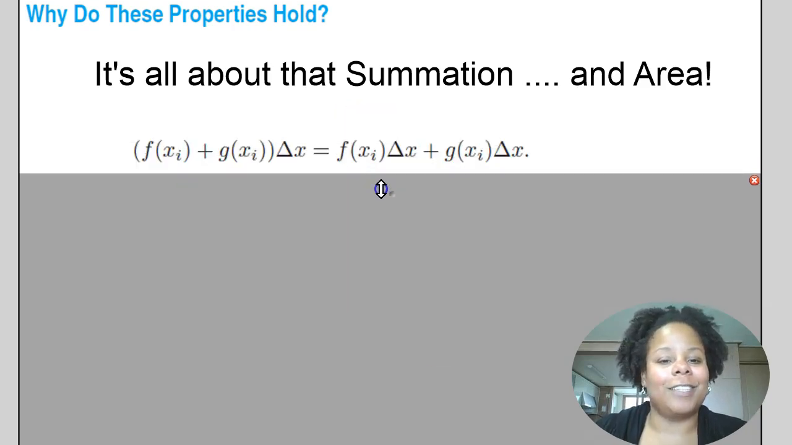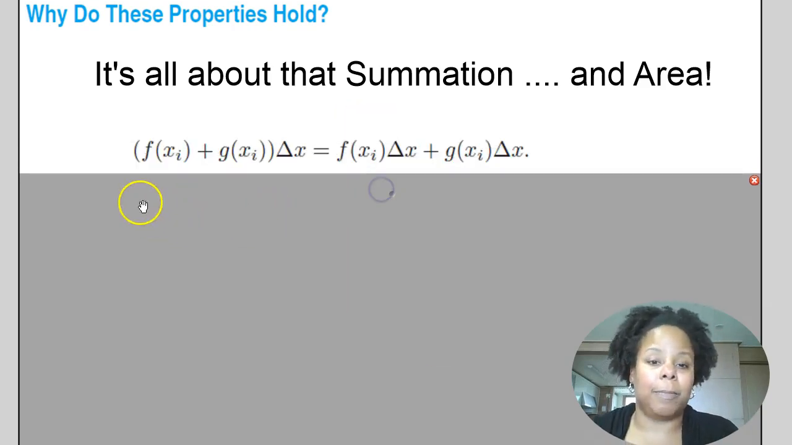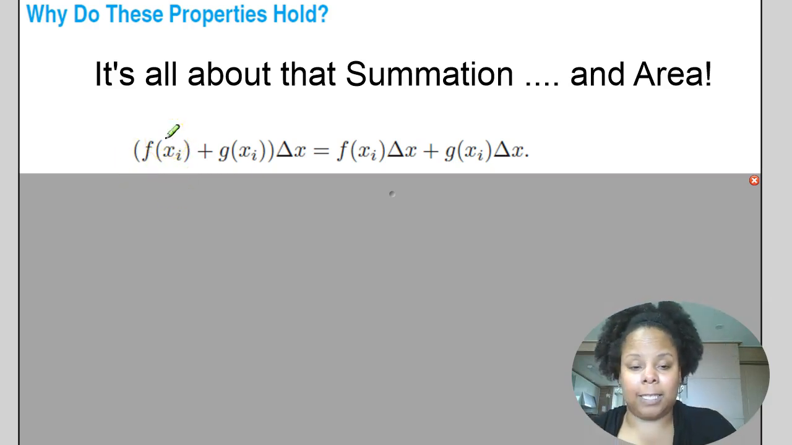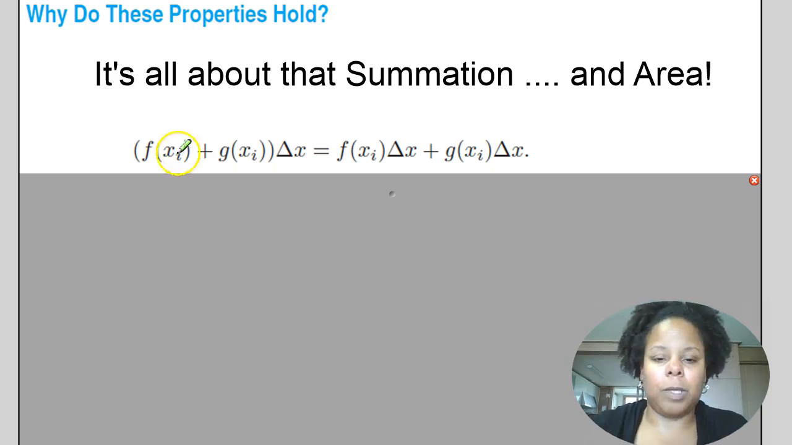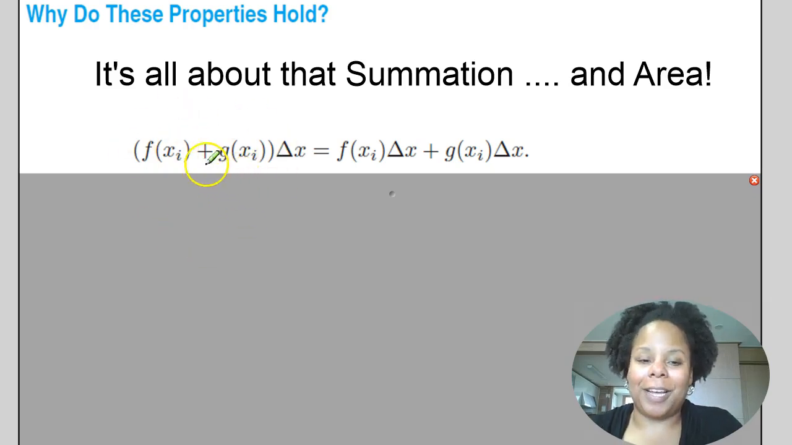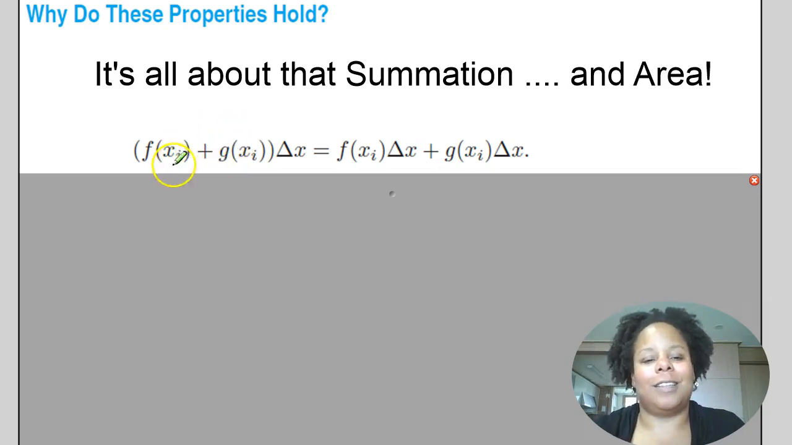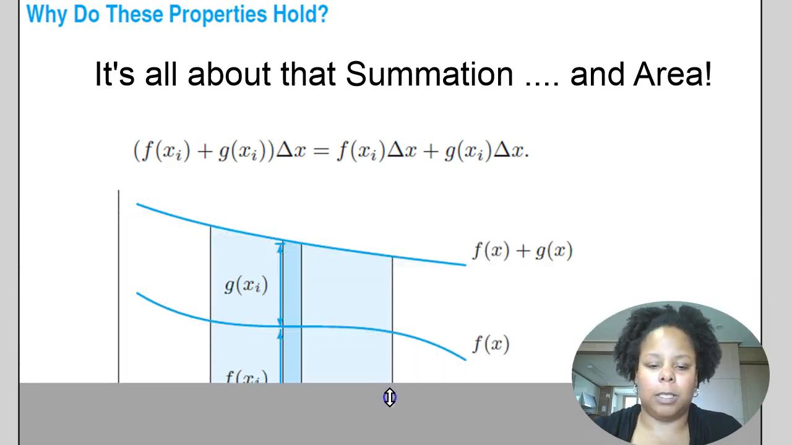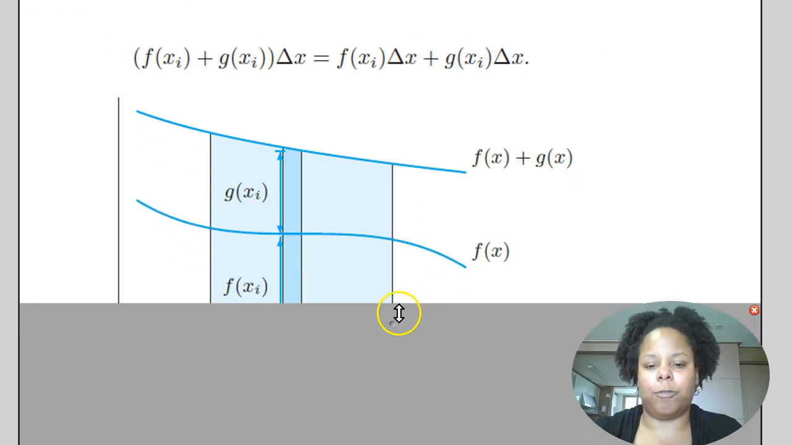If you recall, the definite integral can be found by taking the summation of the function values at different subinterval points and finding the limit as the number of subintervals goes to infinity. But basically, using the properties of algebra and summation, this expression here can be distributed to look something like this. So when we find the sum of all of these intervals, we are finding the definite integral for f from a to b plus the definite integral for g from a to b.